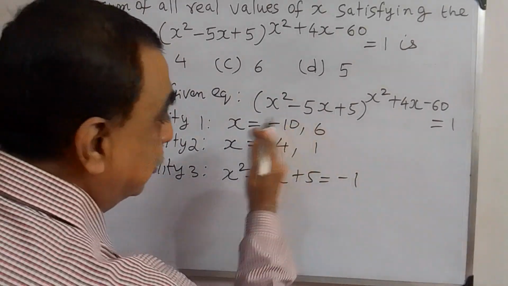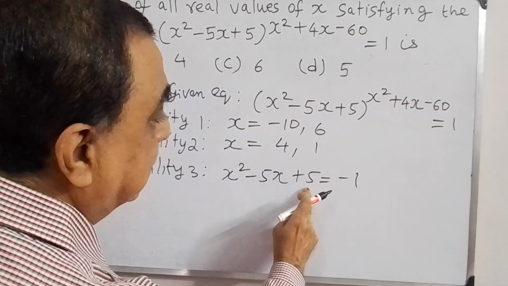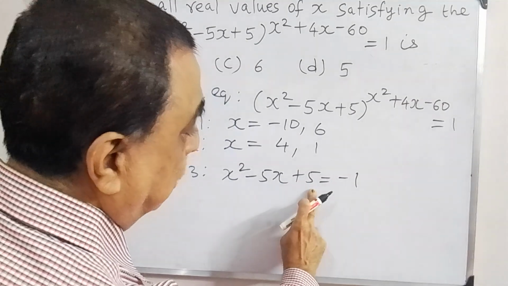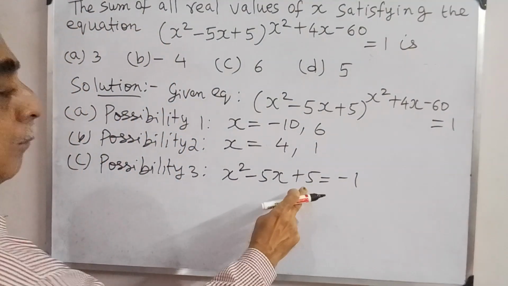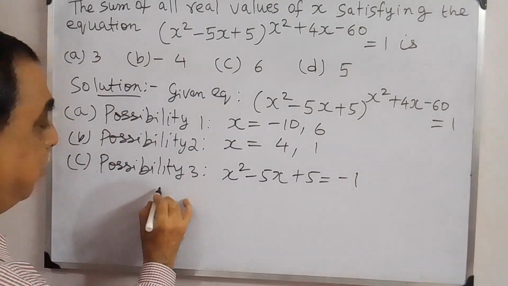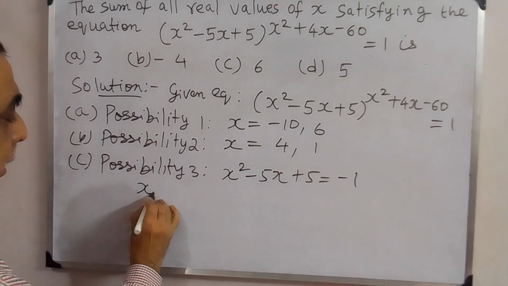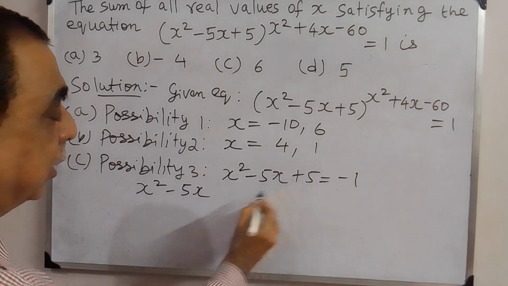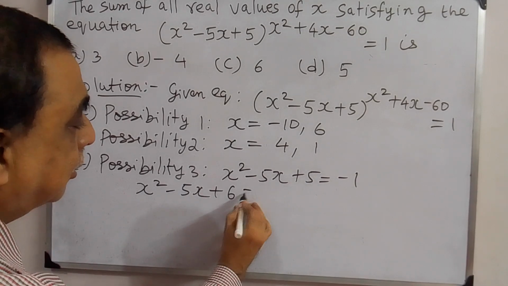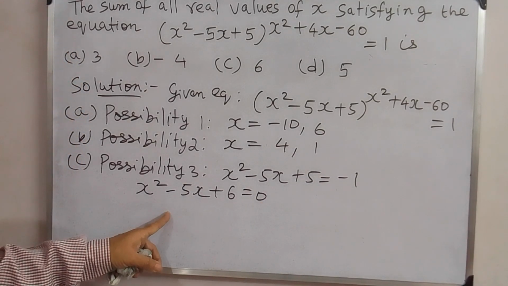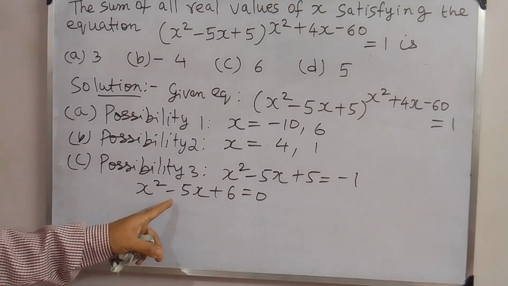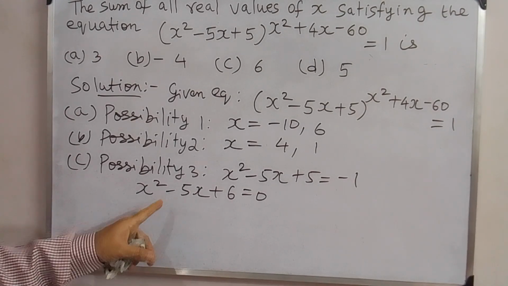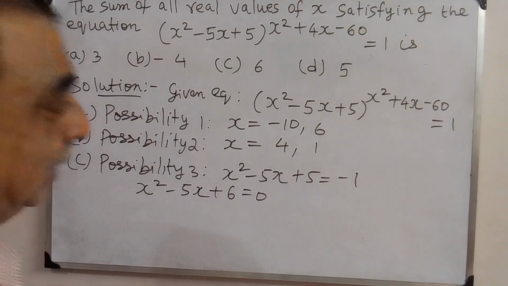Now bring minus 1 to this side. So when minus 1 comes to this side, it will become plus 1. And plus 5 plus 1 will become plus 6. So we will get x squared minus 5x plus 6 is equal to 0. This is the quadratic equation.